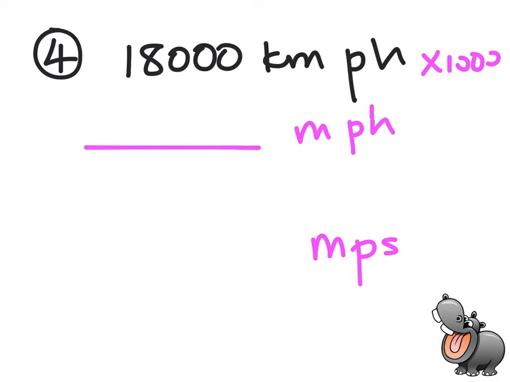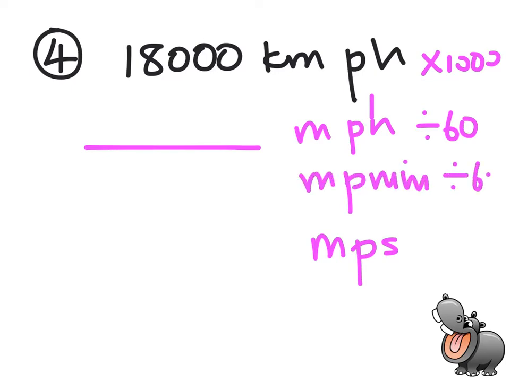And then how do I change hours into seconds? If I divide by 60, that'll give me metres per minute. And then if I divide by 60 again, that'll give me my final answer in metres per second. Remember, it's non-calculator.